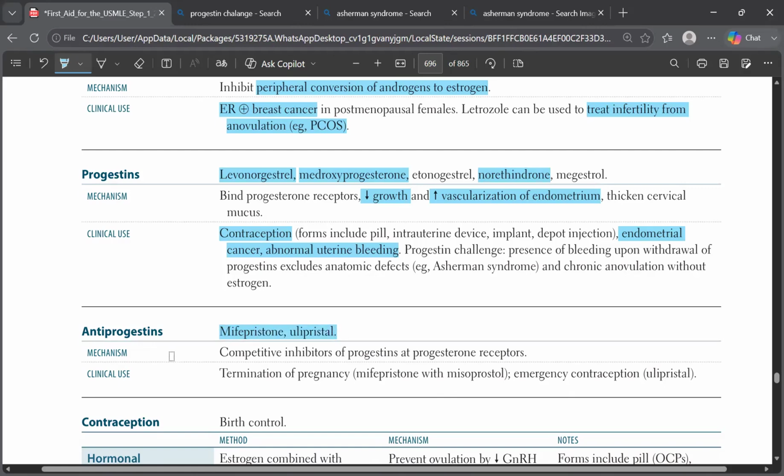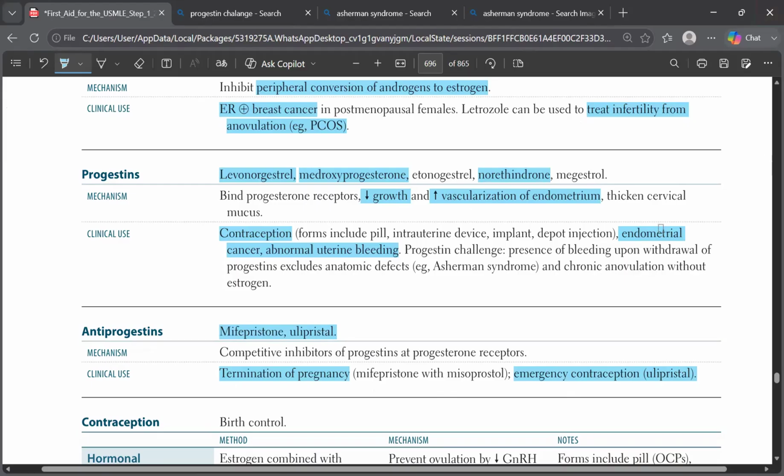Next, we have antiprogestins, in which we have mifepristone and ulipristal. The mechanism is competitive inhibitors of progestin at progesterone receptors. Simple. The clinical use is termination of pregnancy, mifepristone with misoprostol, and emergency contraception, which is ulipristal. So they're basically used for termination of pregnancy and contraception. Progestins are known for doing such.